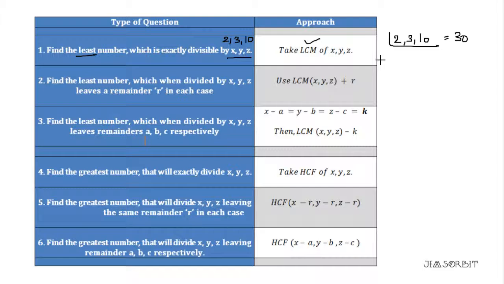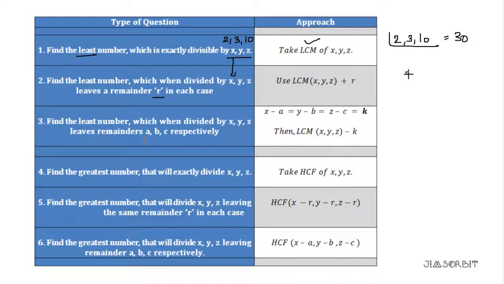Okay. Let us read question number 2, type 2. In this question it is written, find the least number which when divided by x, y, z leaves a remainder r in each case. Now you understand this part. It is getting divided again, so up to this point divisible or divided are the same thing, and you have to divide this.